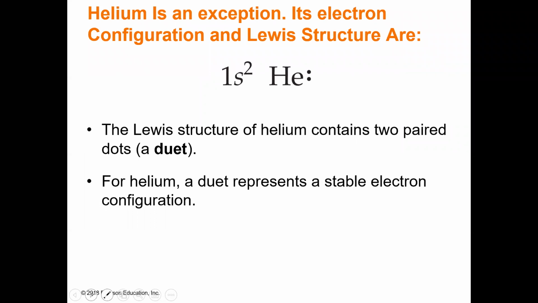Now helium is one of our exceptions because its electron configuration and the Lewis dot structure have 2 electrons exactly. Remember that the 1s, or the n equals 1, can only hold 2 electrons. So for helium, its Lewis dot structure contains 2 paired dots, and we consider this a duet. So for helium, we are not looking for an octet, we are looking for a duet. And that will represent the stable electron configuration for helium.